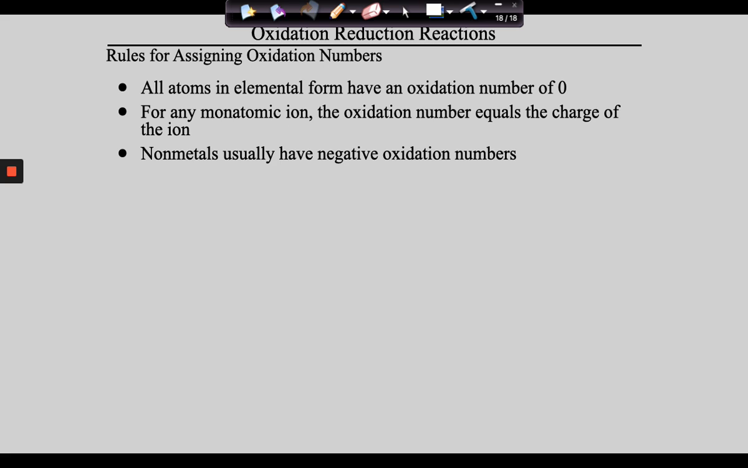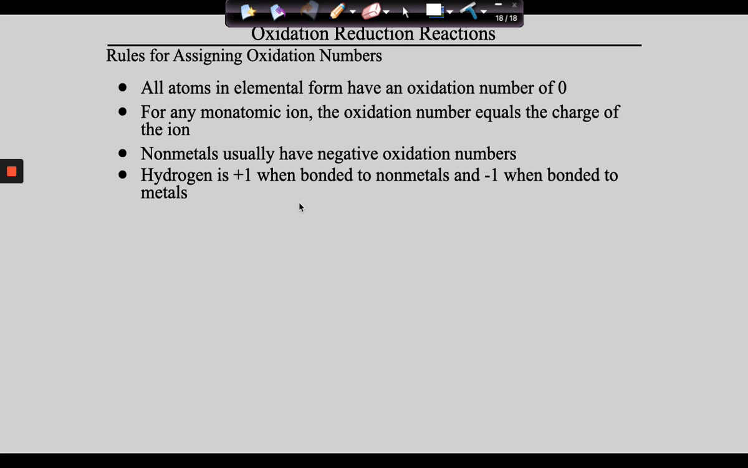Next idea is number 3. Non-metals normally have negative oxidation numbers. Can you think about why? Where are the non-metals on the periodic table? Left or right? The right. So they're small and they're strong and they take in electrons. That makes them negative. Then guys, hydrogen can be +1 or -1.